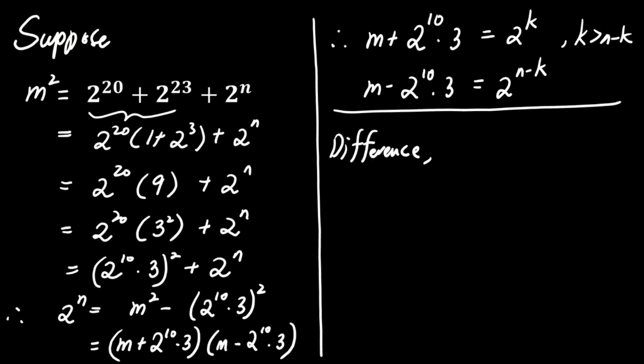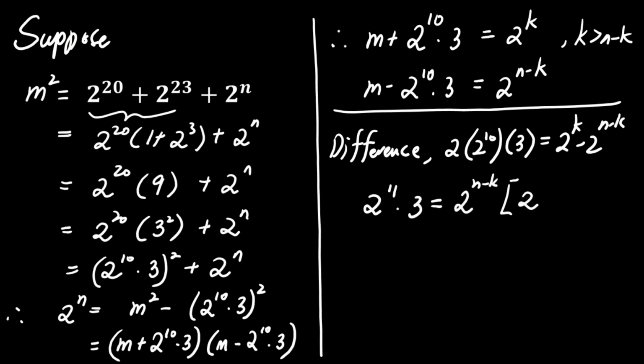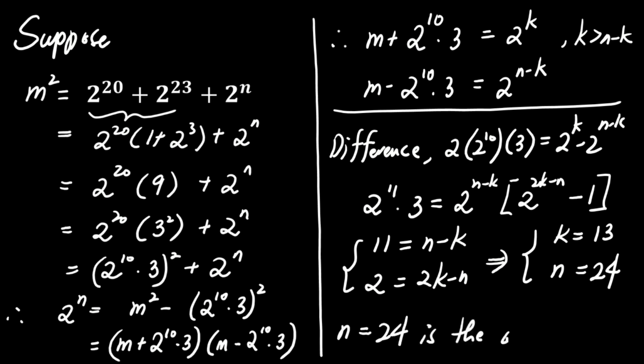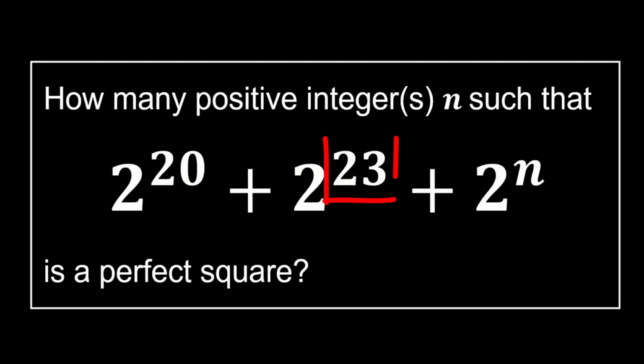The difference of these two equations gives the following. Solve it and we obtain k equals 13 and n equals 24. We show that n equals 24 is the only solution. Compared to this version, our original question is not too much different from it. I'll show you three answers using the same technique.